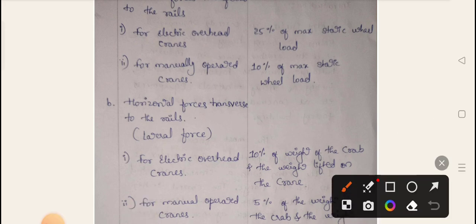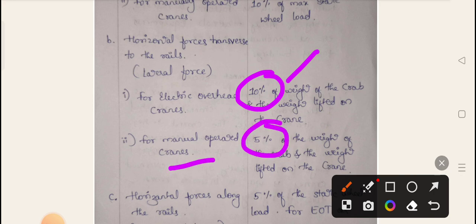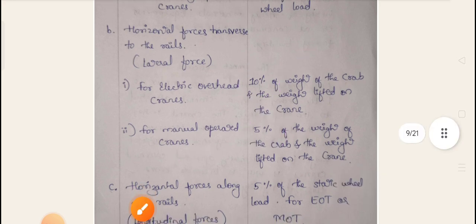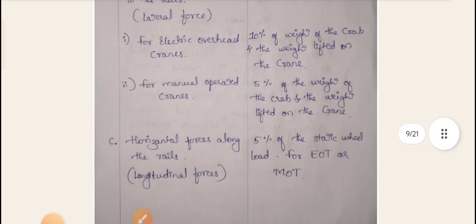For horizontal transverse forces, or lateral forces, if it is electrically operated, how much are you supposed to consider? 10% of the weight of the crab and the weight lifted by the crane. This is the thing you have to consider. If it is manually operated, how much? It is 5%. So take a note: 10% and 5% here, and for the previous case, 25% and 10%. That is vertical and this is horizontal.